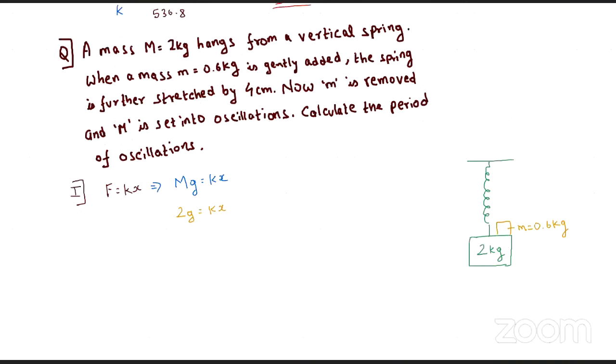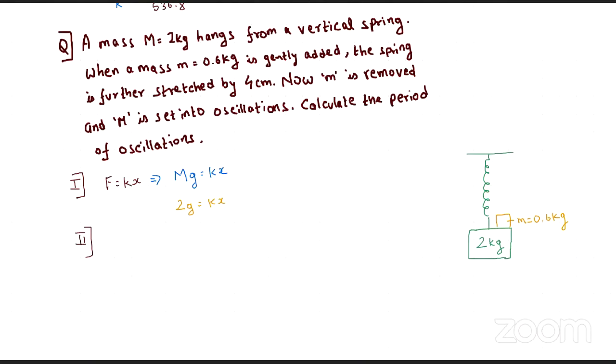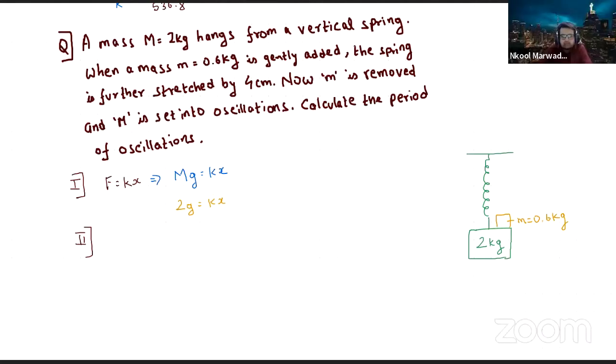In the second scenario, I will increase the mass. I will add an additional mass. So in the second scenario, the total mass will increase and displacement will also increase. So the same equation, it will become mg, that is 2 plus 0.6. Or first let me write the equation, then substitute the value. The total mass will be M plus small m into g, equals k times x plus 4.